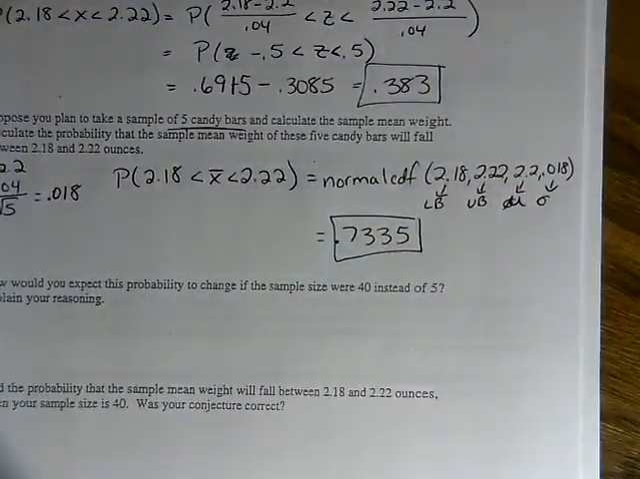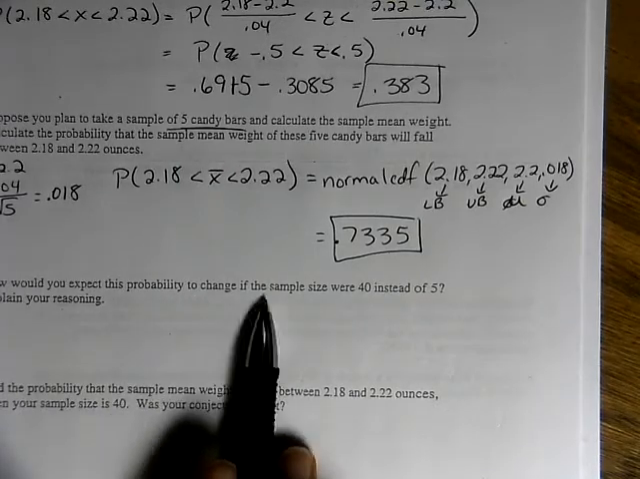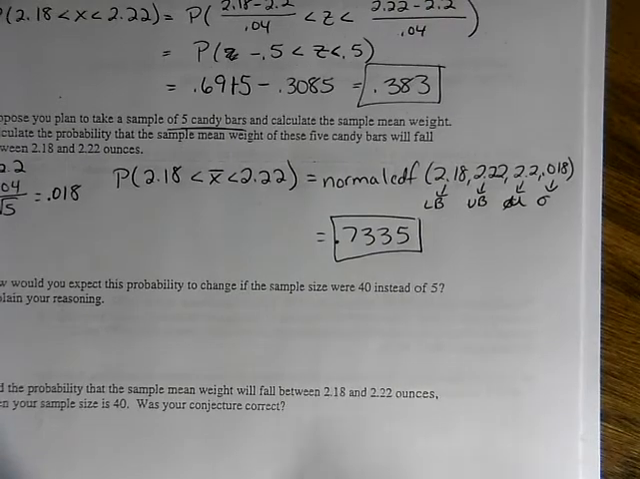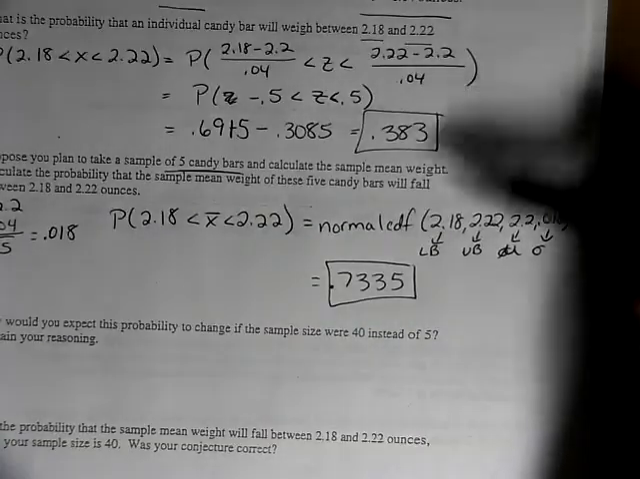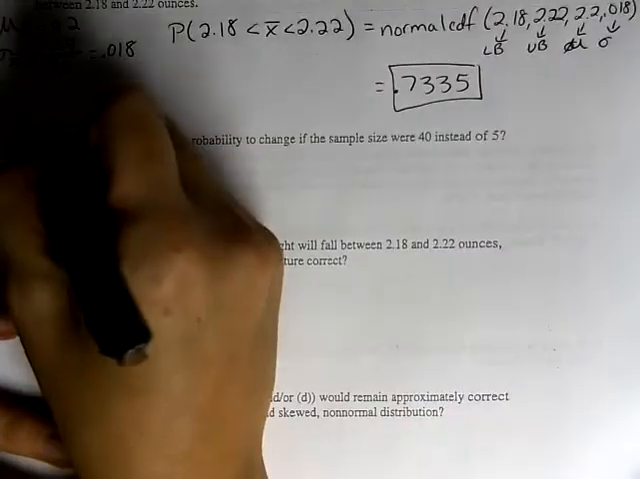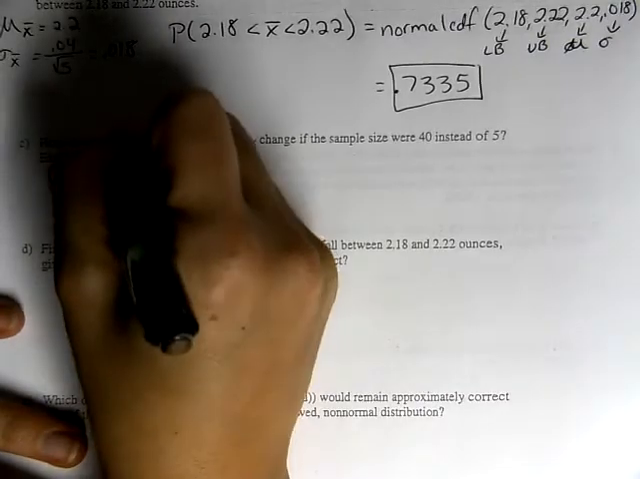Okay, same question, but we went from 1 candy bar to 5. So how would you expect the probability to change if the sample size were 40 instead of 5? If you look at from 1 to 5, it went up. So I would assume from 5 to 40, it would also go up.